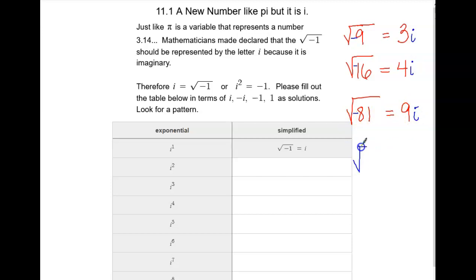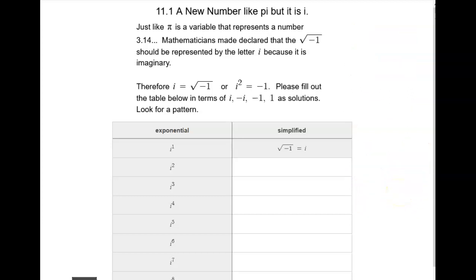So if we had the square root of 121, that would be 11. But the square root of negative 121 would be 11i. So the difference between these two is that this is just a real number. This one is an imaginary number. So multiples of i help us out in different ways.